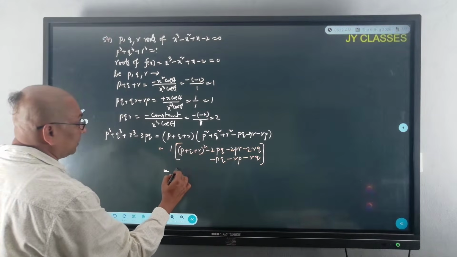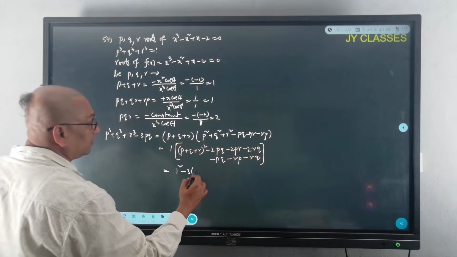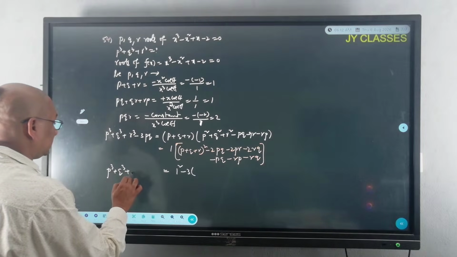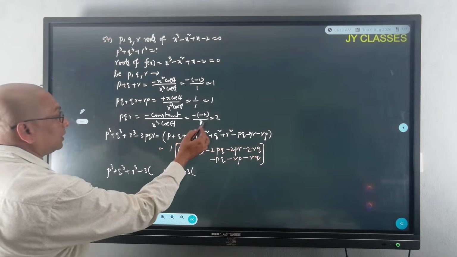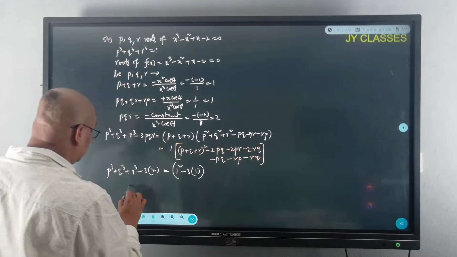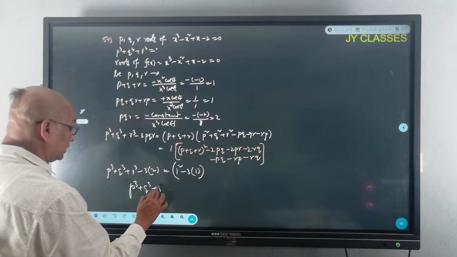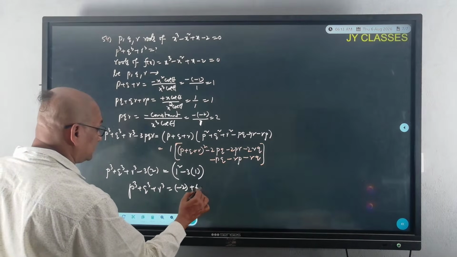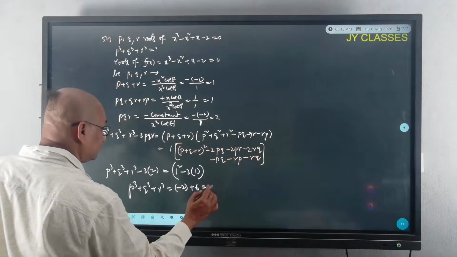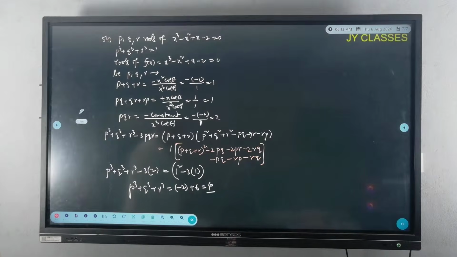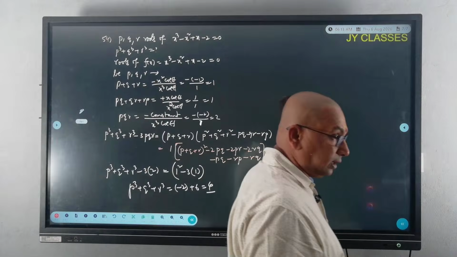This is p plus q plus r, 1 square minus 3 times pq plus qr plus rp, which is 1. So p cube plus q cube plus r cube minus 3 into pqr, which is 2, equals 1 into (1 minus 3), minus 1. What we have to find, p cube plus q cube plus r cube, that is equal to 1 minus 3 minus 2 plus 6. This is 4. But in another way also we can solve this, that we'll discuss later.